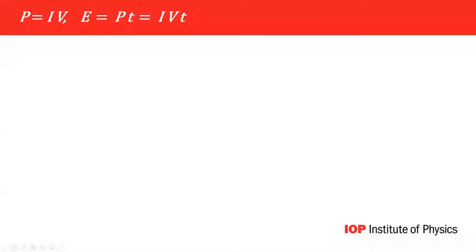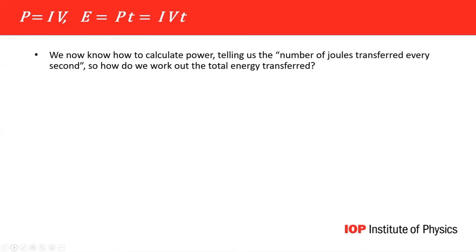So now let's move on to the final equations, the equations for energy. We've already met the concept of power and what it means. And so now what we need to do is extend that to energy. We know that power means the number of joules of energy transferred every second. So the total amount of energy transferred will just be the power multiplied by the time.